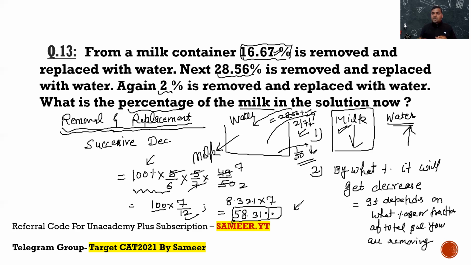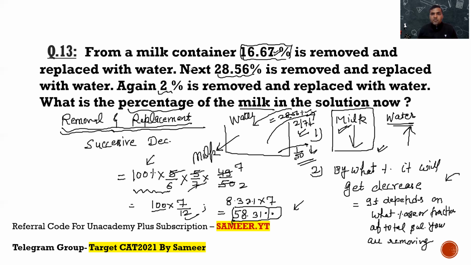So the standard concept is what part of the solution you are removing and by what percentage you are removing. That's it. These are the two questions that you need to answer and you'll get your answer, right? For example, even if I change these percentages, still the method will not get changed, right?